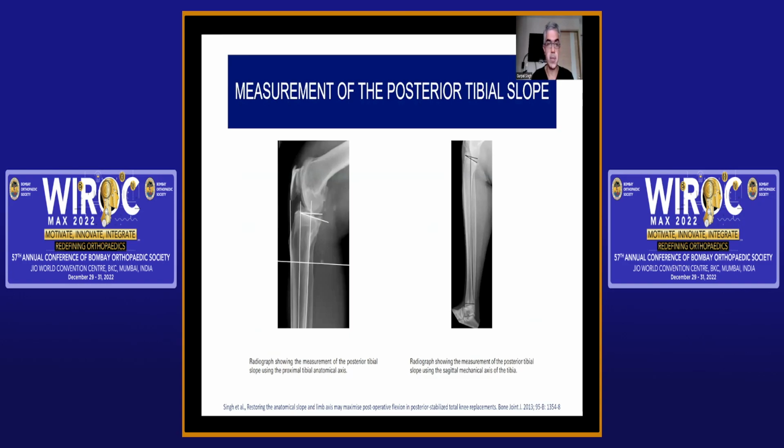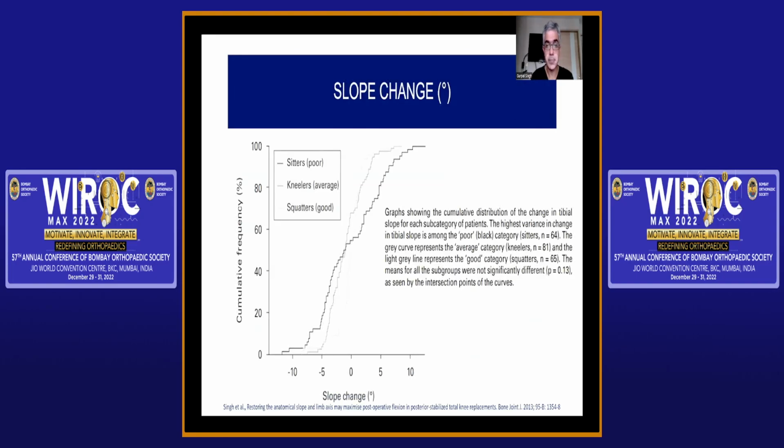There are a lot of limitations in this, and this is again something which we can discuss. But essentially what we found in this study was that among the sitters, or those with less than 100 degrees of knee flexion post-operatively at 6 months, the variation in the slope change from pre-operative to post-operative was the highest. And among those who were squatters, i.e. more than 130 degrees, able to squat, able to kneel, the variation of slope change was the lowest pre to post operatively.